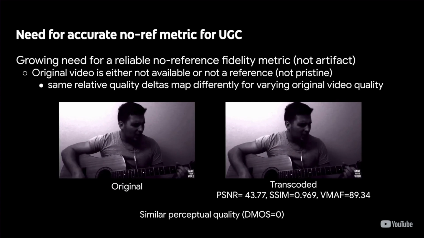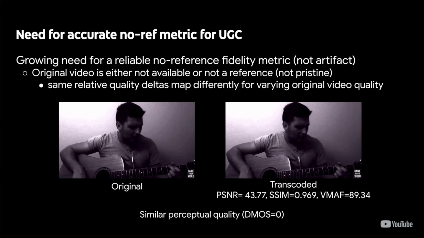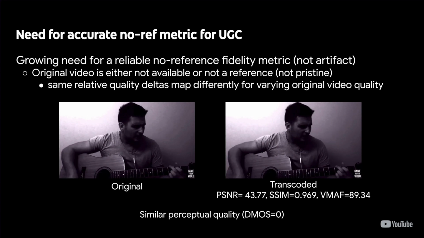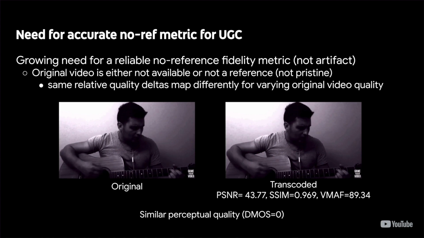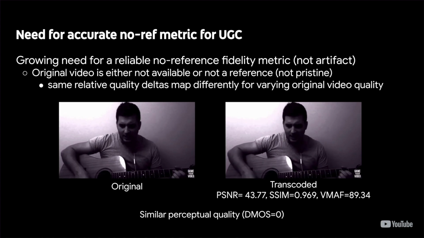Secondly, there's an increasing requirement for reliable no-reference metrics. In multiple different applications, for example, live streaming, where we do not have access to the original streams, or it's very difficult to perfectly match frames between the target and the reference streams, a no-reference metric is really valuable.